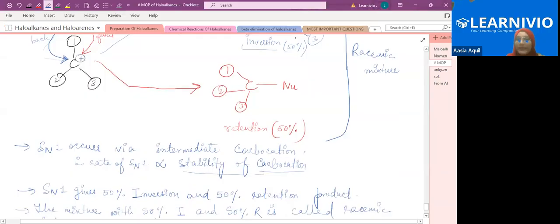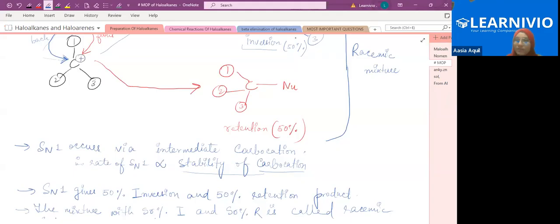Okay, SN1 mechanism occurs via an intermediate carbocation, we have seen. The first step is always the formation of the intermediate, which is the carbocation, right? And the rate of SN1 reaction is directly proportional to the stability of the carbocation, right? Just tell me which carbocation is more stable. I just explained it in the previous class, I think.